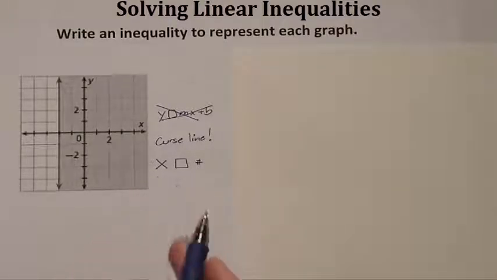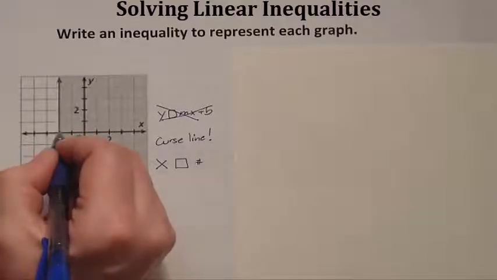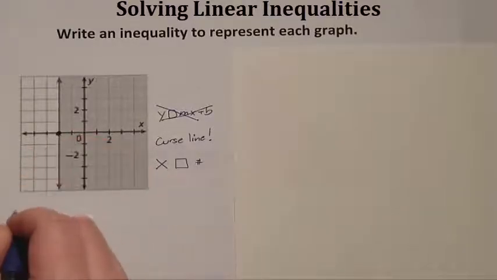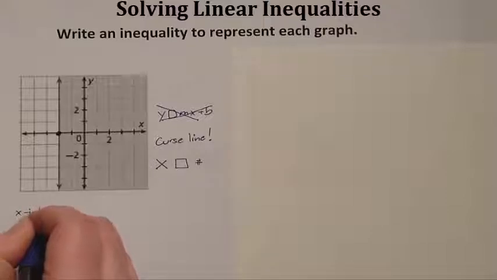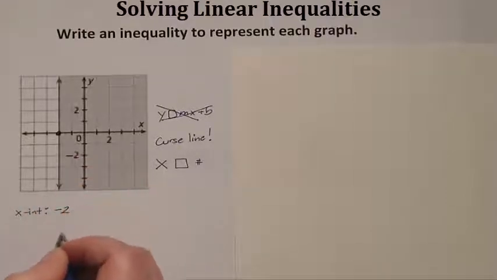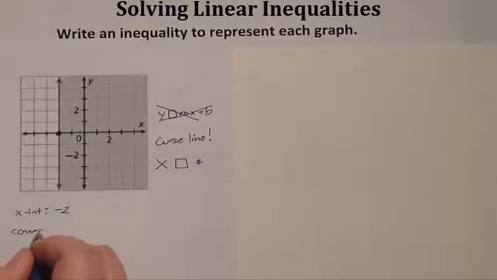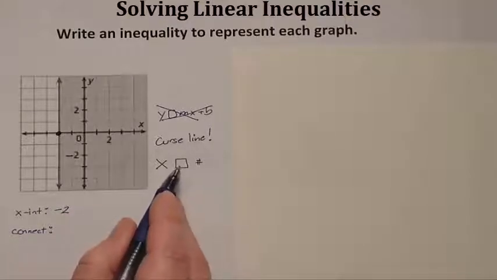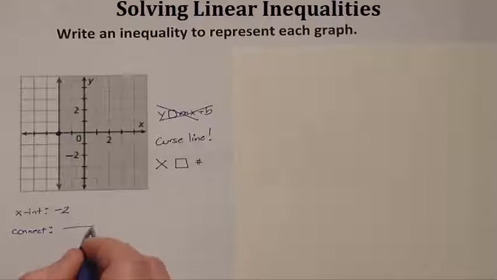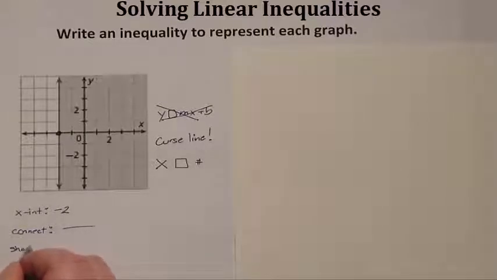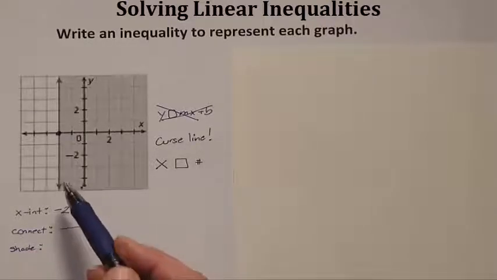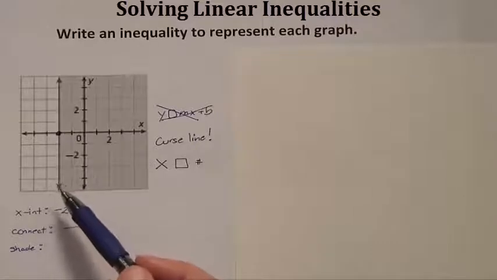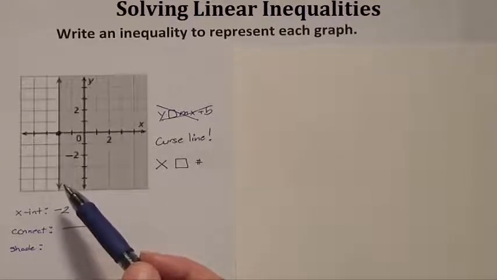So looking at it, where does it cross the x-axis? It crosses right here. So our x-intercept, because that's where it crosses the x-axis, is at -2. How is this connected? Because that would tell us our inequality symbol. It's connected with a solid line. And if you're looking at the shading, well, slope dude, I don't know where slope dude could be on this because he was cursing all the way down.